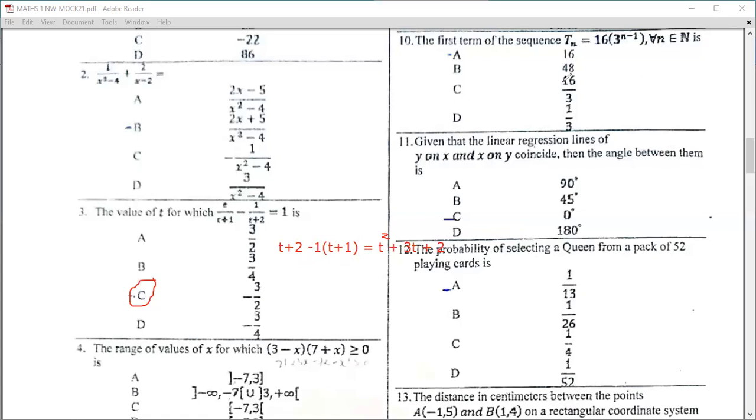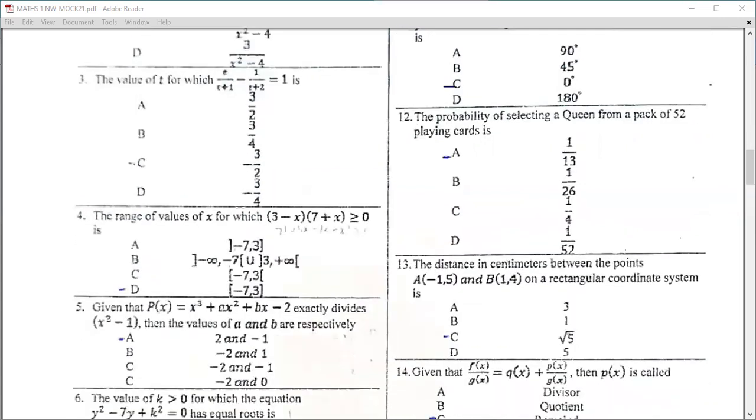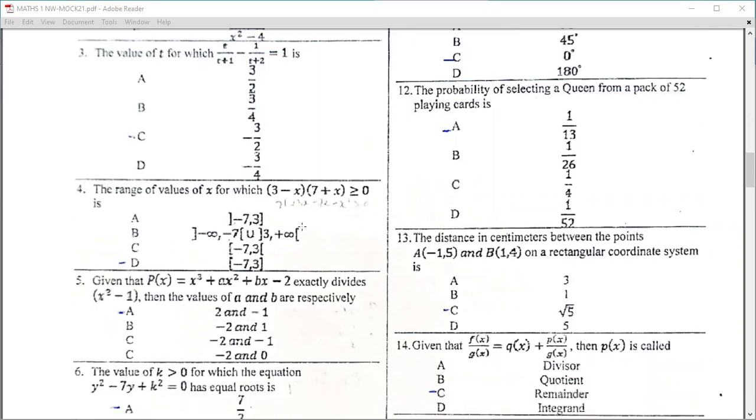All right, the next question, this is actually not much of a problem. Question 4, the range of values of x for which this is greater than 0 is? So the boundary solutions here, first of all, are x equals 3 and x equals minus 7. So those are the boundary solutions.